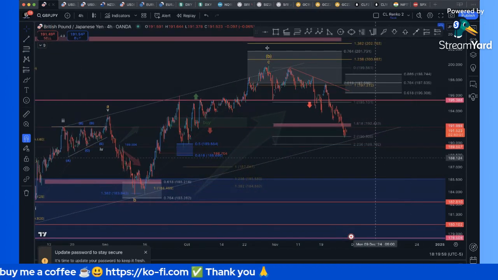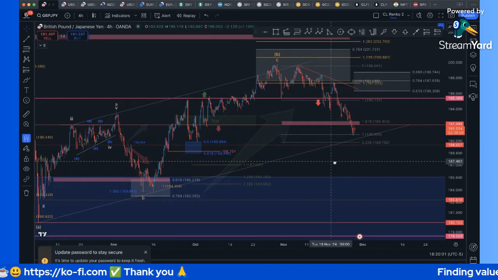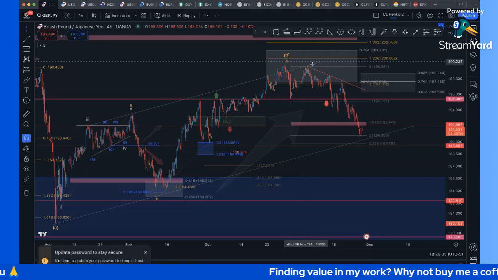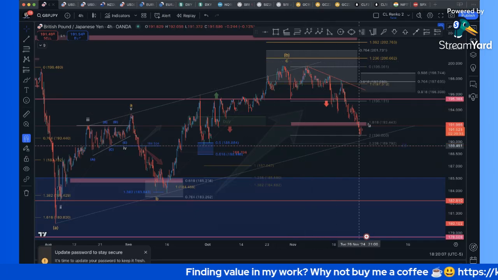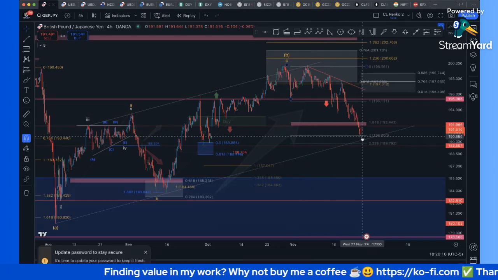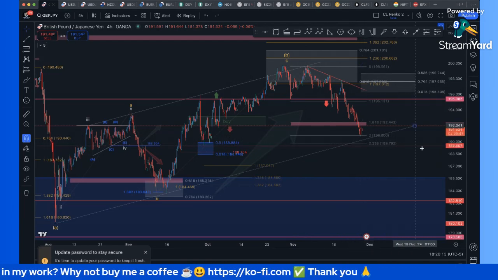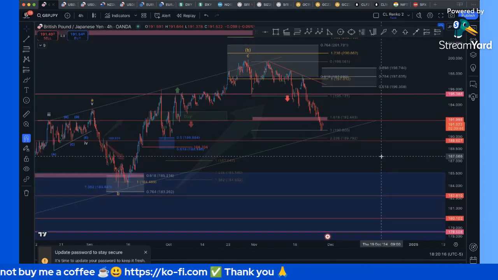GJ. Now I'm just tracking this pair on its own. I'm not tracking any correlations or anything. I'm just looking at this on its own and thinking that this could very well be either done with 5 down or nearing 5 down. And so we're going to get a bounce, and that'll give the next short opportunity.